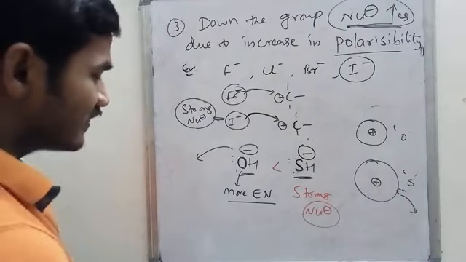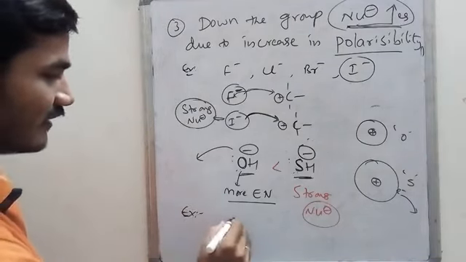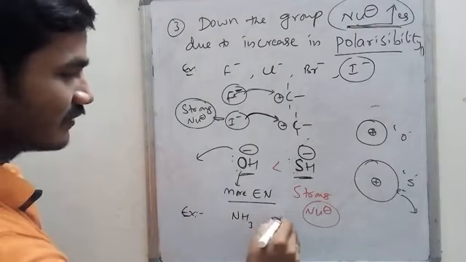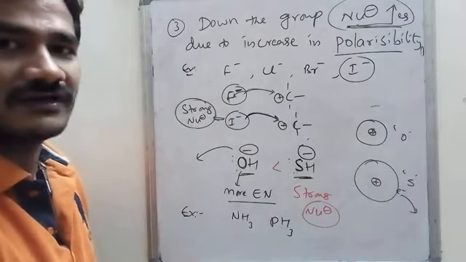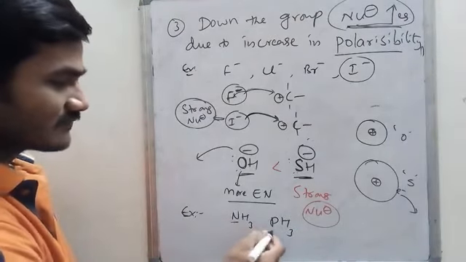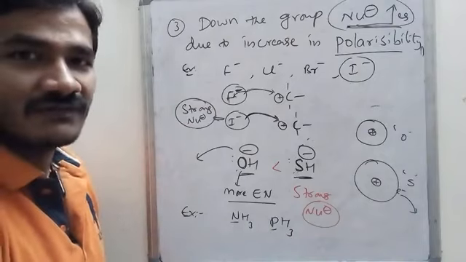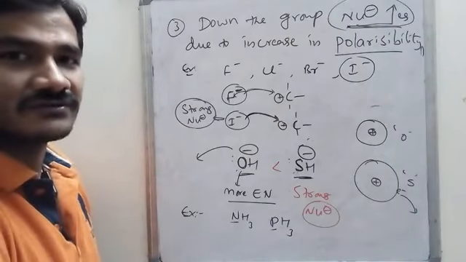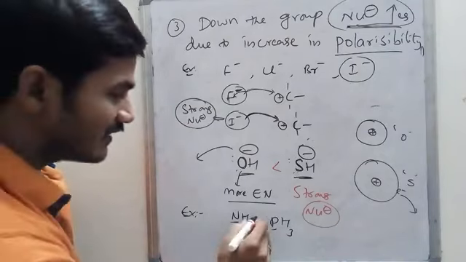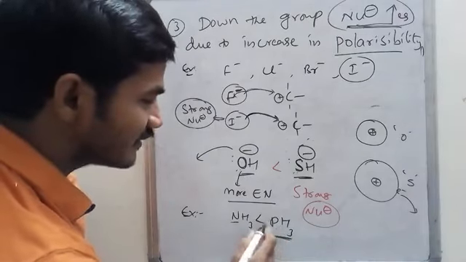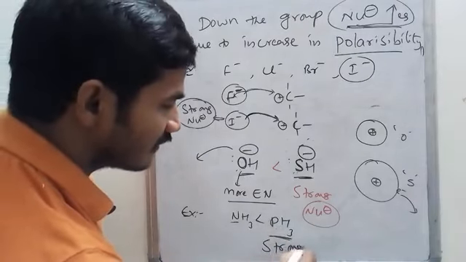Okay. Another example, if I take NH3 and PH3, can you tell me among these two which is the strong nucleophile? From nitrogen to phosphorus, atomic size increases. When atomic size increases, it can easily share electrons with the electrophilic carbon and easily form the bond. So PH3 is said to be the strong nucleophile.